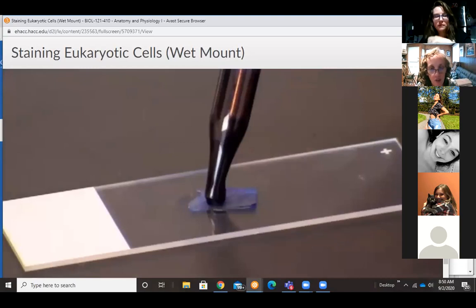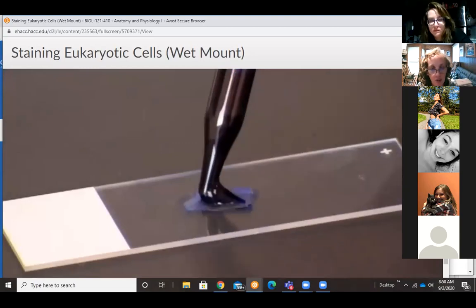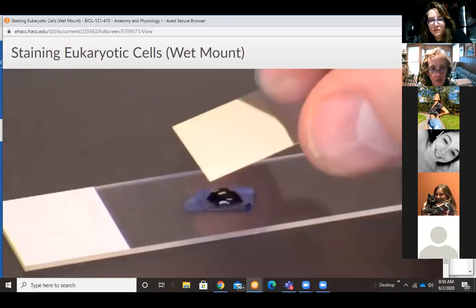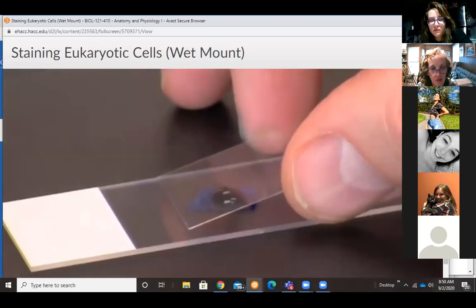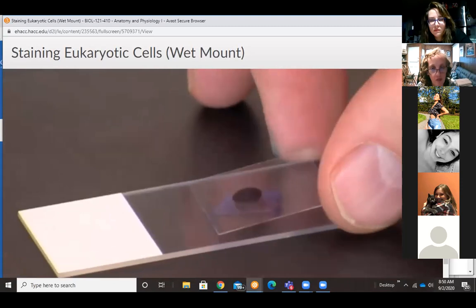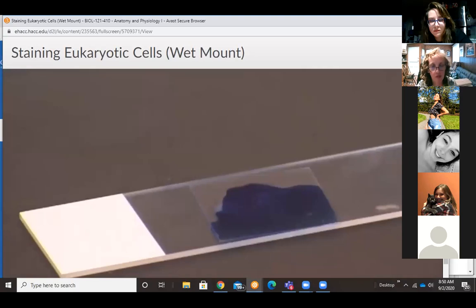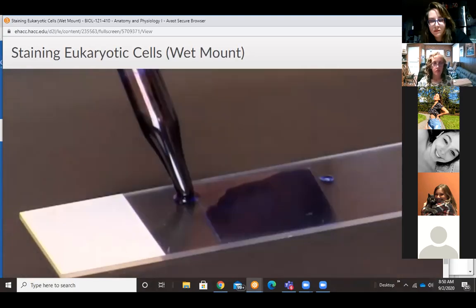Add another drop of fast blast DNA stain on top of the piece of onion. Prepare the wet mount by lowering a cover slip over the stain, starting at a 45-degree angle. If a bubble forms under the slide, additional stain may be added along the side of the cover slip.